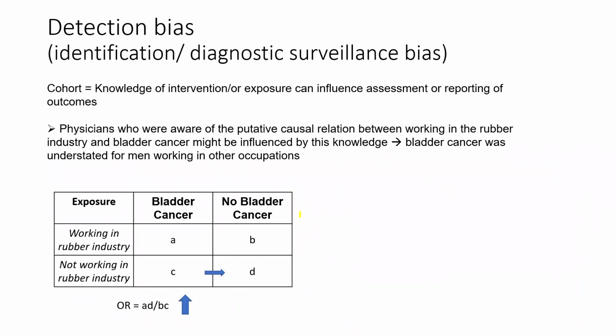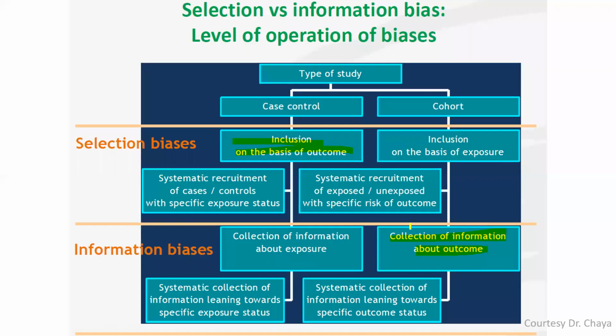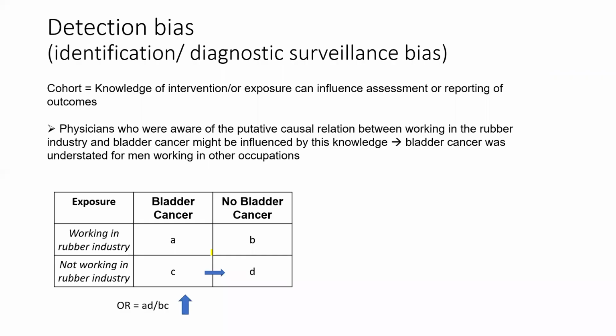Now, this is just very quickly when I'm going to give the example of detection bias in a cohort, which is basically an information bias. So very quickly, when we have a cohort, it's a knowledge of intervention or exposures that can influence assessment or reporting of the outcome. So this is when, as I said, if I know the exposure, it can influence the way I'm going to, for example, do a screening or ask a question to my participants.